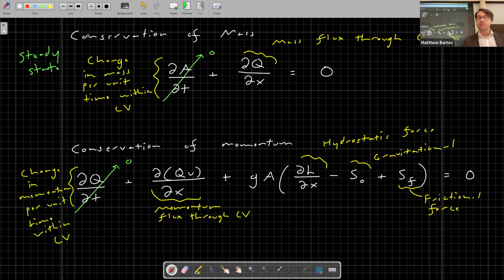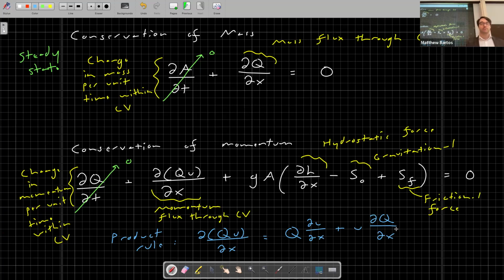The next thing we can do is simplify this term a bit by applying the product rule. This is something we did before when we derived the energy equation. But recall that from the product rule, we have d(qu) by dx is equal to q du/dx plus u dq/dx. So I'm going to go ahead and take these two simplifications into account, and I'm going to move to the next page.